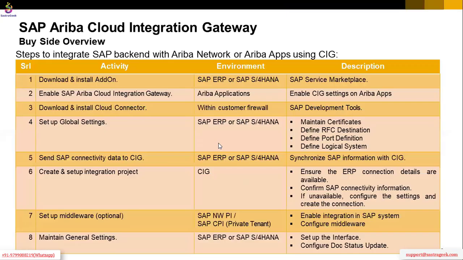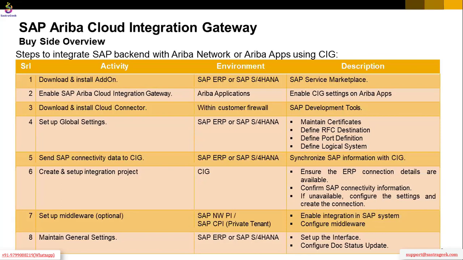Okay. Now in this slide, we can see a set of activities that we have to perform whenever we do the integration. At a high level, we have to perform 16 to 17 steps to integrate our S/4HANA system with the SAP Ariba solution. In the first step, we have to download and install the add-on. This step is very important. Without doing this activity, we cannot proceed with our integration.